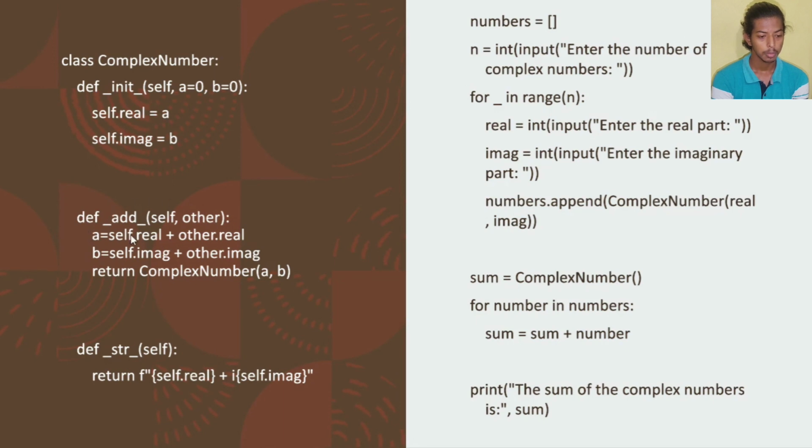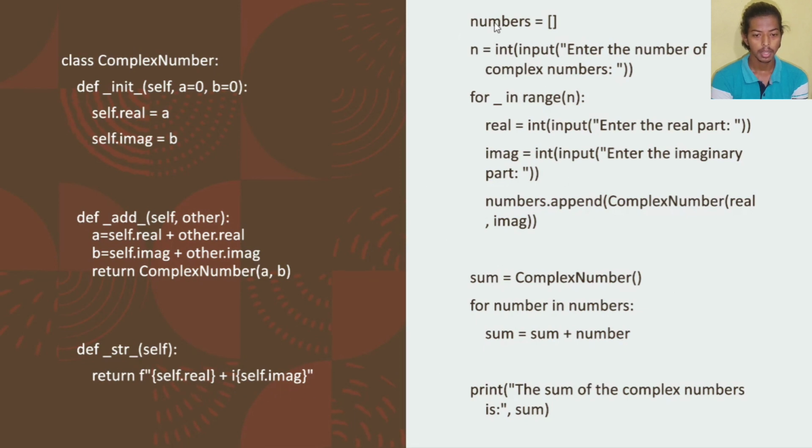In the other part of the program I am using a magic method called __add__. This magic method is used for adding objects of the same class. Here I am initializing a and b, adding the real part and the imaginary part, and returning by calling the same class, and using the constructor it is initialized again. On the third part I have the __str__ method. Using this I am giving a formatted output.